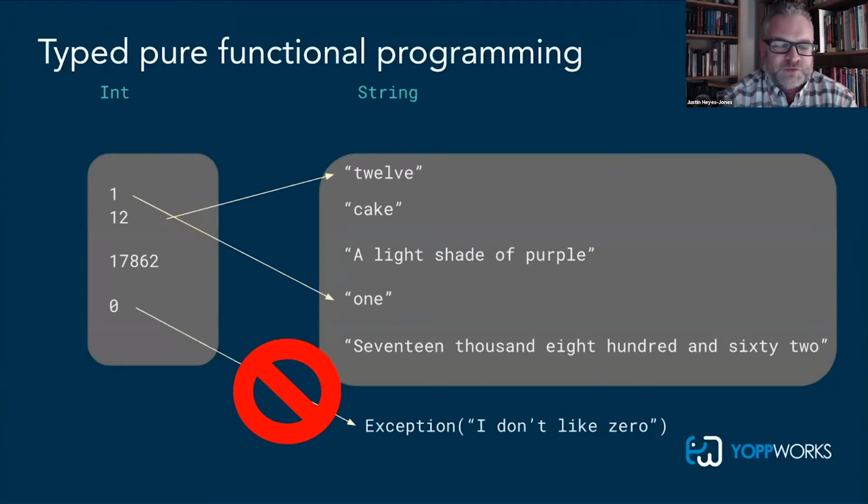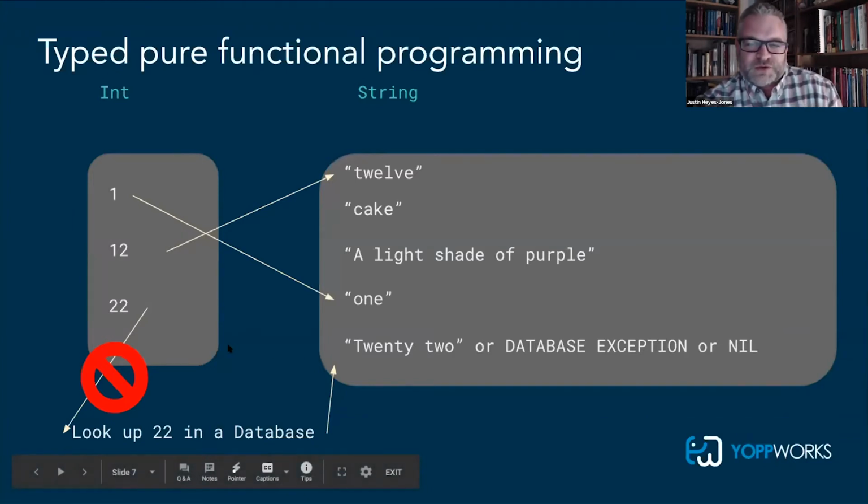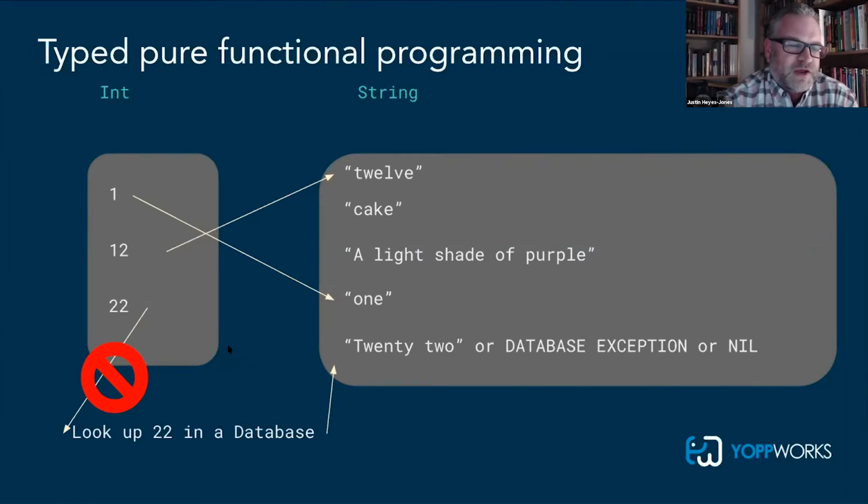Another thing we don't have with pure functions is some kind of error channel. So we don't throw errors, we don't handle errors. There's no exceptions. And finally, there's no side effects. In this case, we're stretching the diagram a little bit, but if you follow the arrow from 22 and then it goes and looks up in a database, this is no longer a pure function because the database might not be there anymore, or someone might have changed the data. So the function won't be the same anymore. It's no longer just a simple mapping.